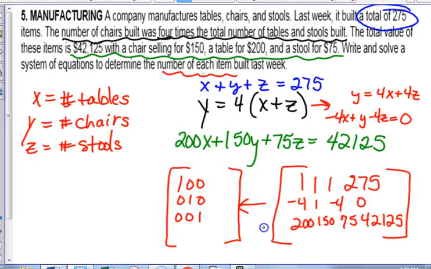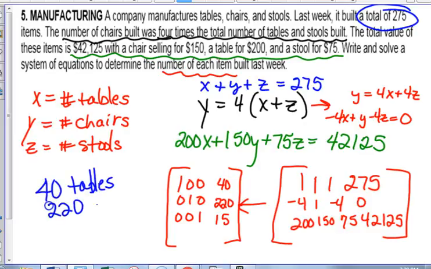I don't know why when I get to the bottom of my screen I always start going right to left. You get 40, 220 and 15. If you didn't, it's probably a sign mistake somewhere and I can help you. But so we did 40 tables, 220 chairs, and 15 stools.